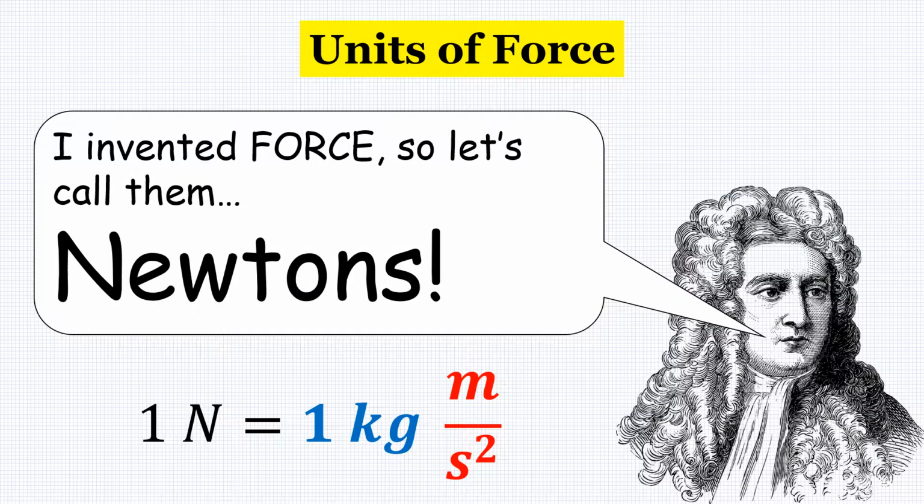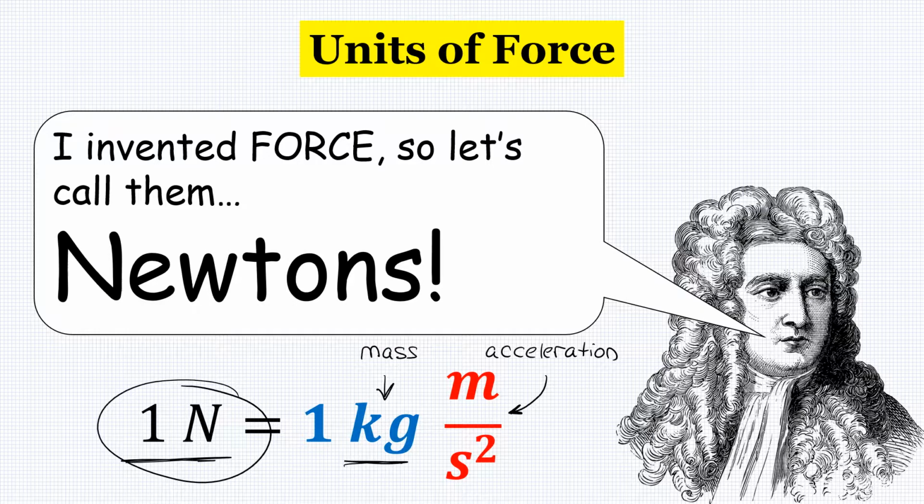So the units of force, we refer to them as newtons, but what we're really doing is we're taking the units of mass, that's the kilogram, and multiplying those by the units of acceleration. So rather than saying kilograms times meters over seconds squared, we simplify that and we just say newtons.